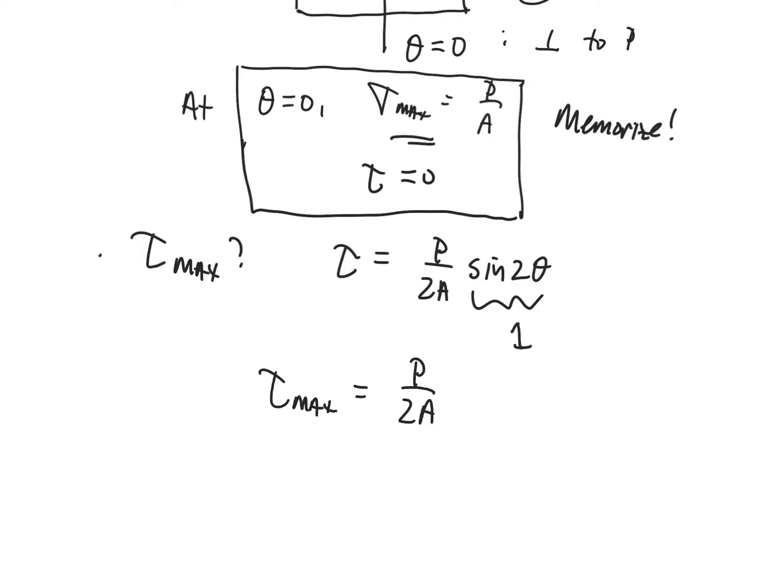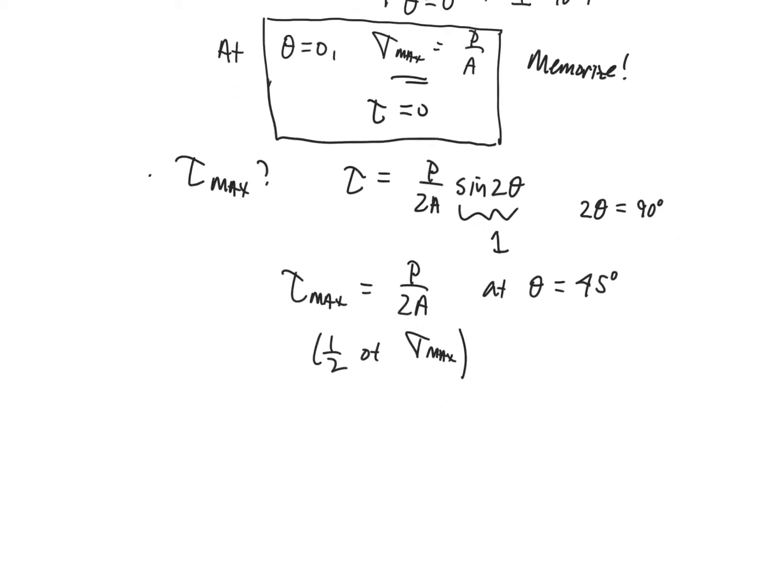Now notice how important that is. It's half the value of sigma max. So it is 1/2 of sigma max. We're going to see that play out over and over again during the course of this class. And when does that happen? When is the sine of anything equal to 1? Well, that's when 2 theta would be equal to 90 degrees. So the sine of 90 is 1. That must mean that theta is at 45 degrees. So tau max occurs at a theta of 45 degrees. Now, what happens to the sigma on that plane?